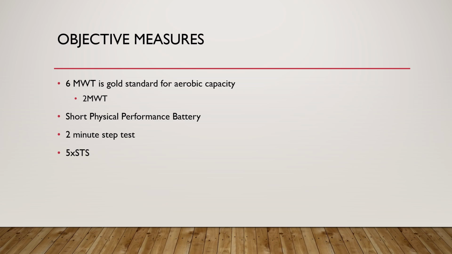We can also utilize things like the short physical performance battery, the 2-minute step test, and the 5 times sit to stand, all of which are going to give us some indication of the patient's overall functional capacity. We can do things like the 30-second sit to stand. There's plenty of different functional assessments that we can supplement with as necessary, but it's important to know that the 6-minute walk test is the gold standard, and if we are looking at a pulmonary patient in the context of the licensure exam, there's likely going to be information related to that data collection.